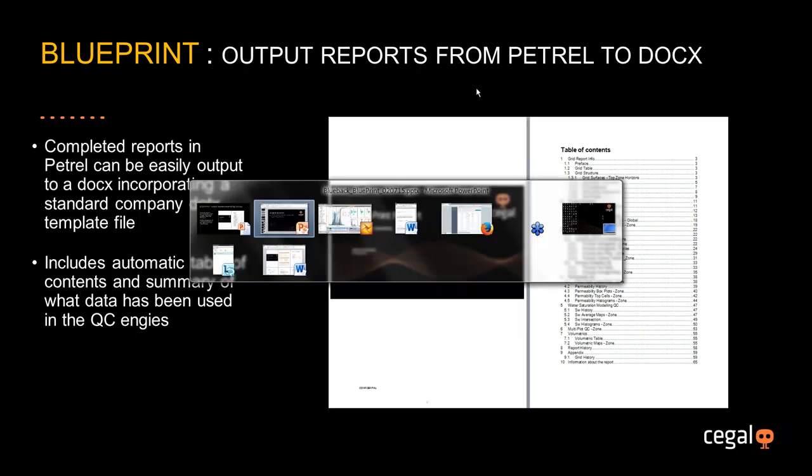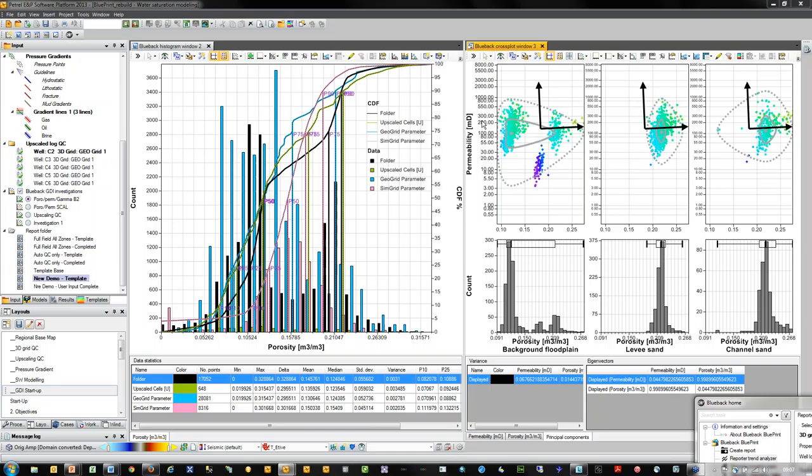Okay, so we're going to jump into Petrel. We're going to take a quick run through Blueprint in Petrel. We're going to look at the key Blueprint elements and objects within Petrel, and then run a simple workflow to create a report using the template editor from the perspective of a Blueprint administrator, or someone who wants to configure the templates and receive standardized QC and responses to standard questions from users for peer review, for example.